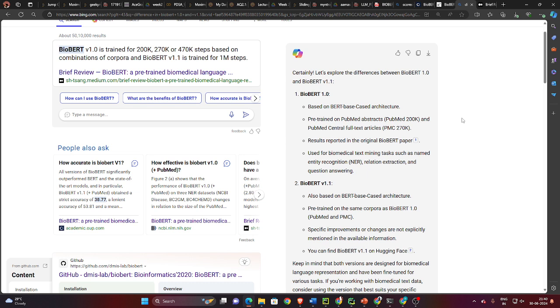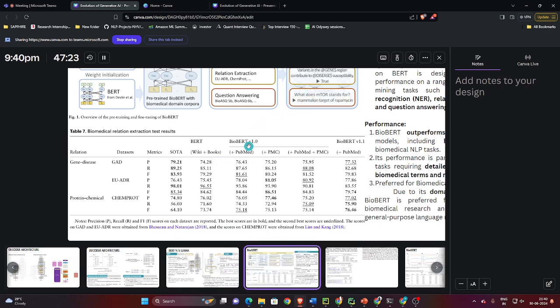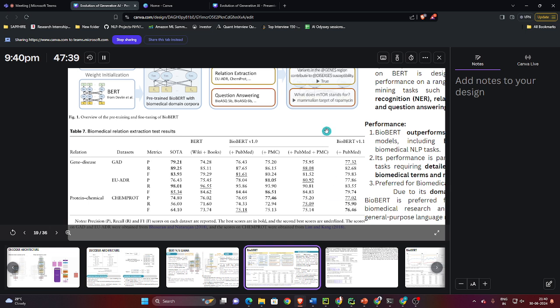Yeah. So I'll just mention one more thing. In version 1.0, right over here that we are seeing, PubMed had around 200,000 steps, and PMC had around 270,000 steps. When I'm talking steps, I'm talking about the training steps in order to build the model during the pre-training of the model. And this was the final version 1.0 at around 470,000 steps.